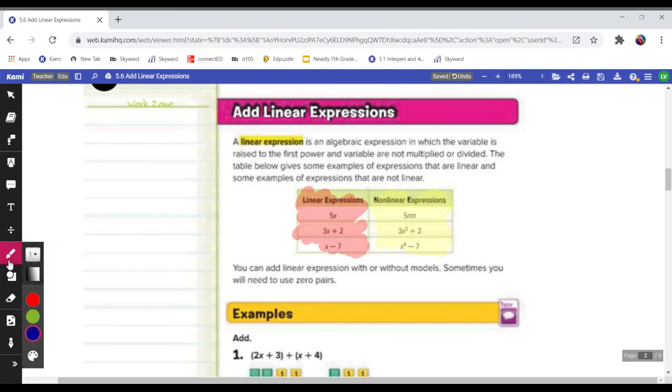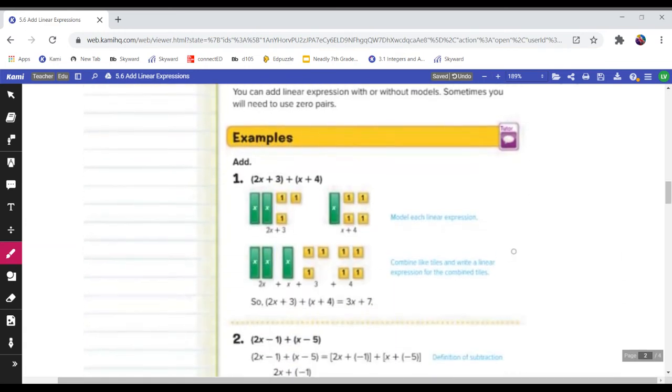You can add linear expressions with or without models. Sometimes you need to use zero pairs. So example 1, we're going to add 2x plus 3 plus the quantity x plus 4. So we can use the algebra tiles where it represents the 2x plus 3, which is located on the left side, and then the right side is representing x plus 4. So when you combine these, you can put your x terms next to each other and then your ones next to each other. So that gives us 3x plus 7.